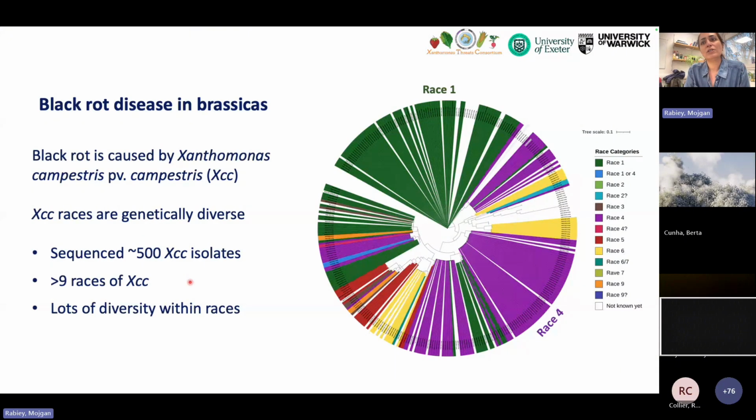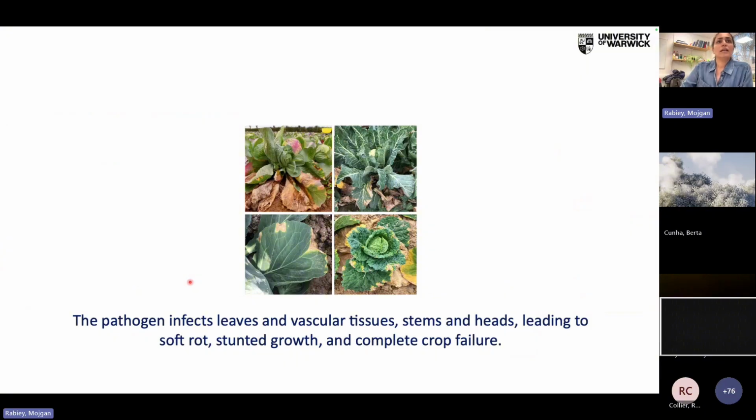In this phylogeny, you could see that race 1 in dark green and race 4 in purple are the most prevalent races identified. XCC infects leaves and vascular tissues. You could see these V-shaped symptoms on the leaves of different vegetable brassicas, but it also infects stems and heads, leading to soft rot, stunted growth, but also complete crop failure. Yield losses of up to 50% have been reported in infected fields, and currently there are no control measures.